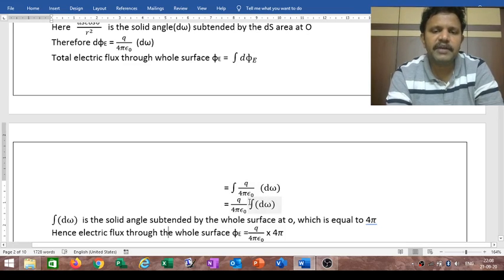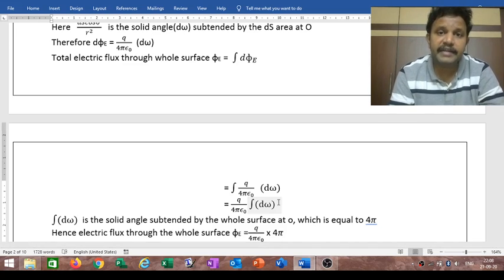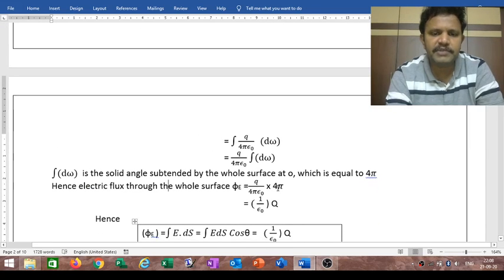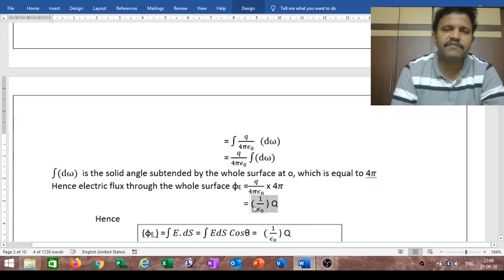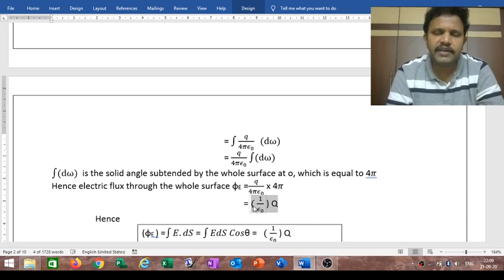Or q by 4 pi epsilon naught integral d omega. Here integral d omega is the solid angle subtended by the entire surface at O, which is numerically equal to 4 pi. Therefore, we write 4 pi in the place of integral d omega. Therefore, electric flux through the entire surface phi E is equal to q by 4 pi epsilon naught into 4 pi. Cancelling 4 pi, we get phi E is equal to q by epsilon naught. That is electric flux phi is equal to q by epsilon naught, or integral E dot ds is equal to q by epsilon naught. This is Gauss law in electrostatics.